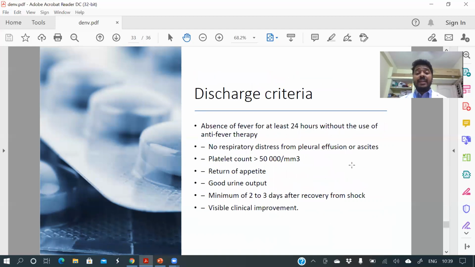So regarding discharge criteria: absence of fever for at least 24 hours without the use of anti-fever therapy. No respiratory distress from pleural effusion or ascites. Platelet count should be more than 50,000 per cubic millimeter. Return of appetite, good urine output, minimum of 2 to 3 days after recovery from shock, and visible clinical improvement. These are the criteria for the patient to get discharged.